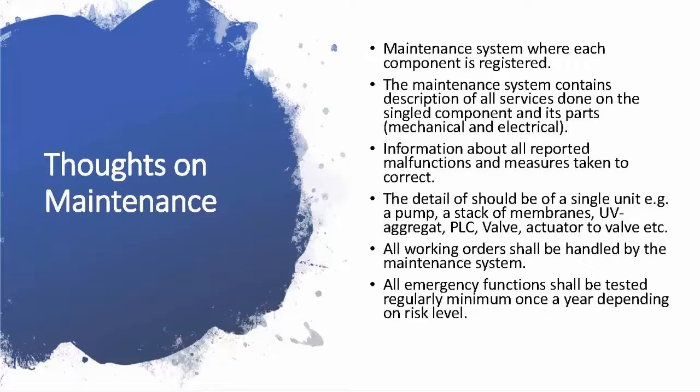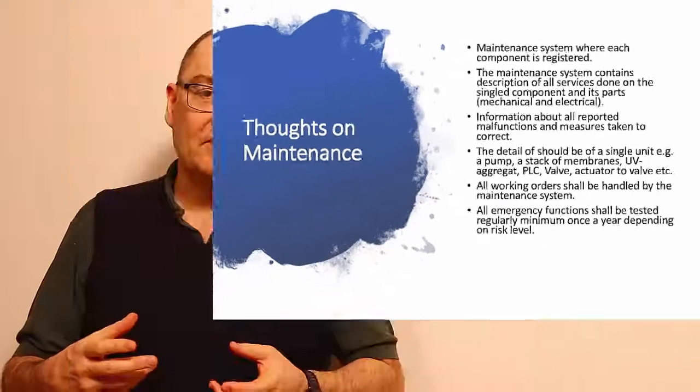Also, and very importantly, all emergency functions shall be tested regularly. And again, this is my idea, at least once a year, depending on risk level. But that, of course, is always depending on how your system looks. So with this short summary, this is how I view the maintenance system and what you need to put into it and what you need to get back from it to have very good control over all your working components in your operation and your system.